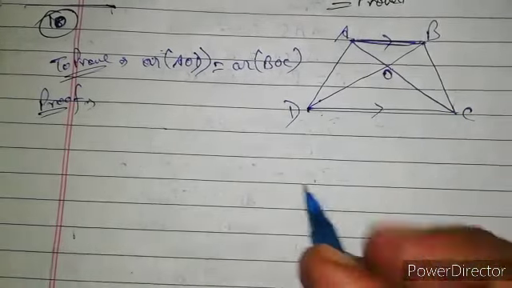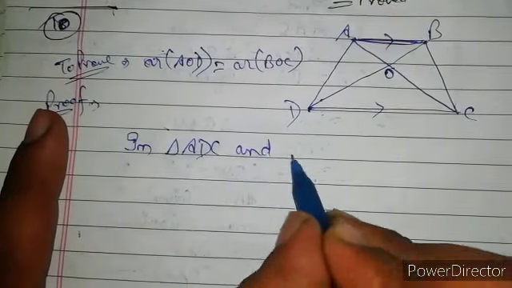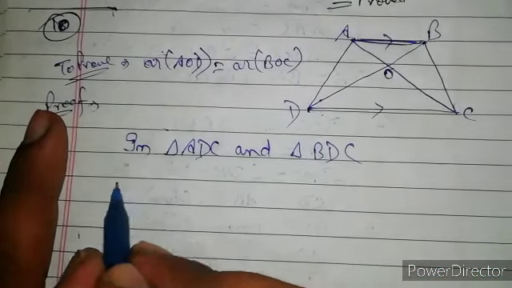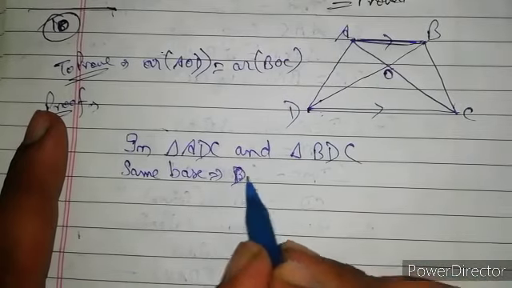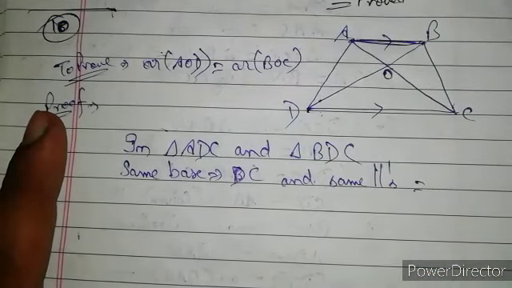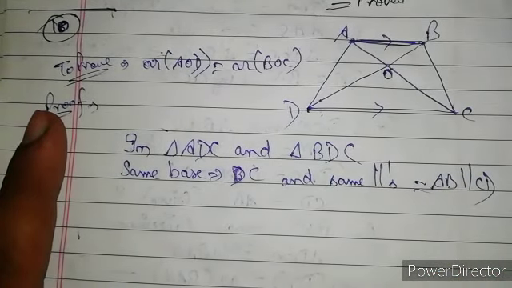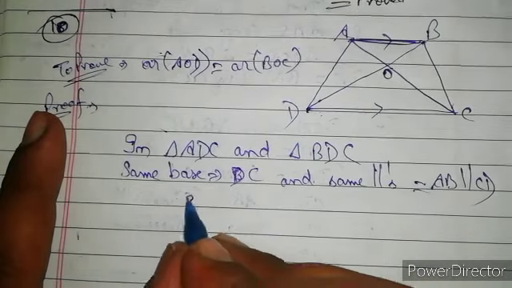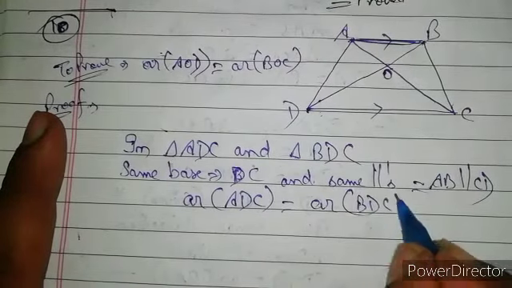Okay, so first of all we need to take triangle ADC and triangle BDC. Okay, so they lie on same base. What is the same base, bachcho? That is DC. Okay, and same parallels. So same parallels are, because it is a trapezium and trapezium has one pair of opposite sides as parallel. So AB is parallel to CD. And if these two triangles have same base and lie between same parallels, then we can say that their areas are equal. Okay, so area of ADC is equal to area of BDC.